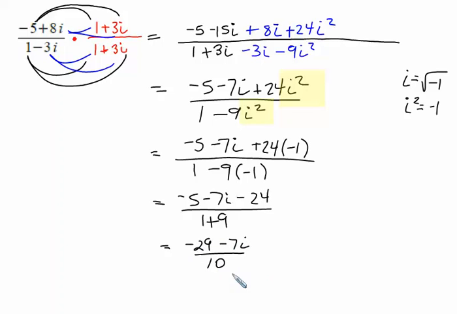And then we said that we want to see the final answer split up into the two parts, the real part and the so-called imaginary part that has the i. That's our final answer. But we can check it on the calculator.